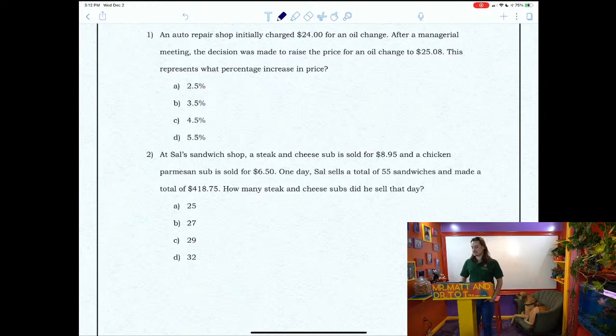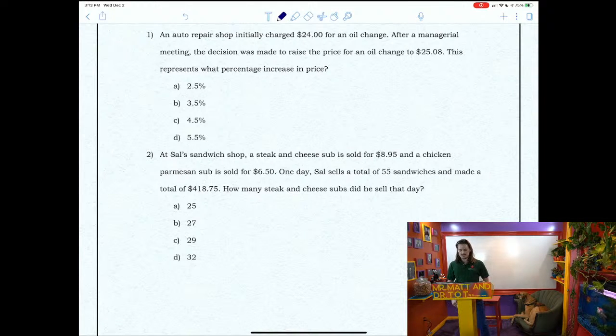Number one asks, an auto repair shop initially charged $24 for an oil change. After a managerial meeting, the decision was made to raise the price for an oil change to $25.08. This represents what percentage increase in price?